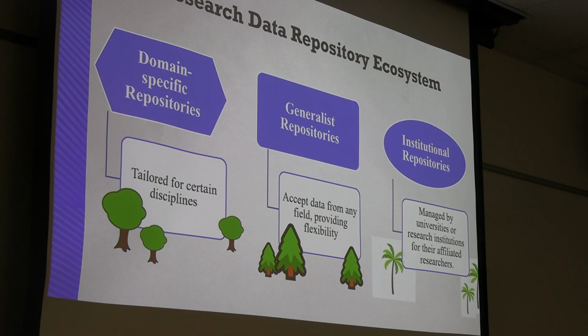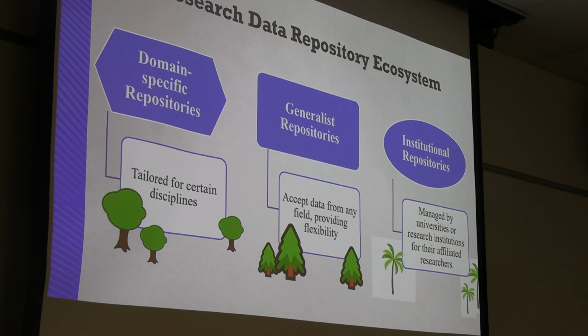So if you're in genetics, you might use GenBank. Social scientists often turn to ICPSR. These repositories are deeply connected to their disciplines, and it's going to make them the go-to places for structured field-related data. Then you have institutional repositories.